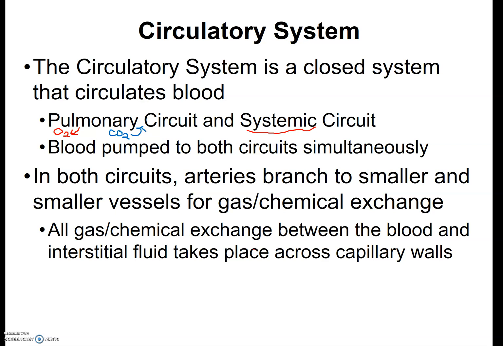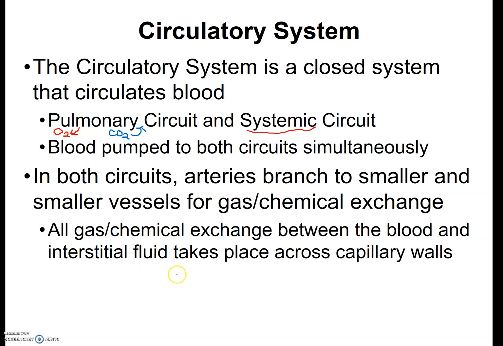Both the systemic and pulmonary circuits are being pumped simultaneously. In other words, blood is flowing through both and the pump is the heart. So in both circuits, you're going to have arteries branching from large arteries down to smaller arteries and eventually to arterioles and capillaries. Capillaries are where gas exchange is going to occur. We're not going to deal with all those details in this class, that is in physiology, but we are going to talk about how the structure of blood vessels affects gas exchange in tissues.